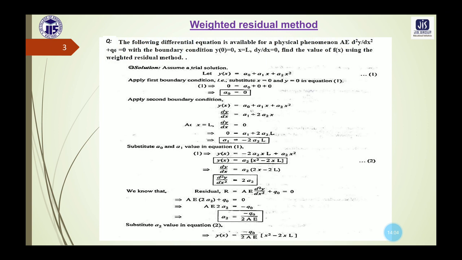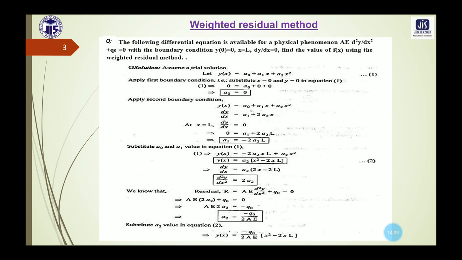Now if we put the second boundary condition, that means at x equals L, dy/dx equals 0. So if we put this boundary condition, first we need to do the first order differentiation of this trial solution. Now y(x) equals a0 plus a1x plus a2x square.